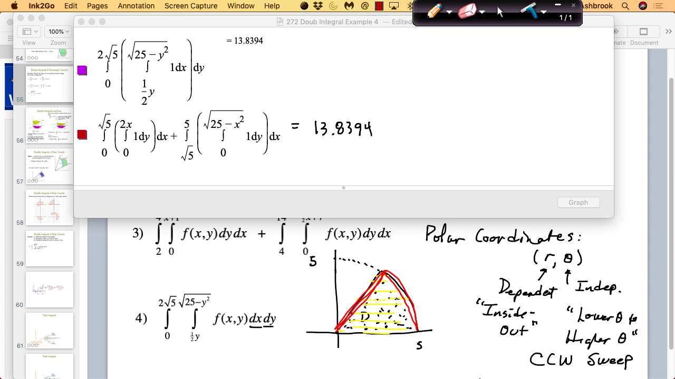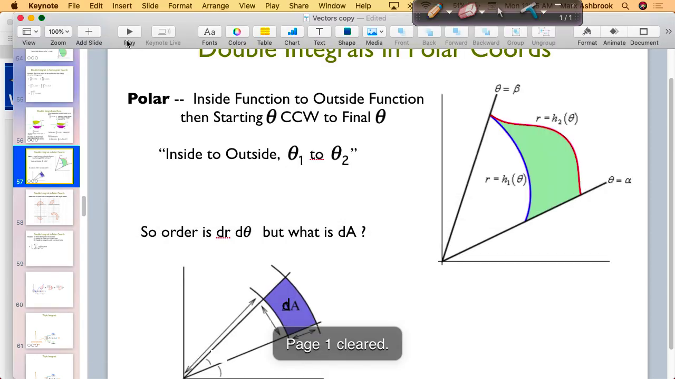Okay, so we'll just hold on to this for a second here, and let's talk theory. That's going to be the general idea of polar coordinates: our double integrals in polar coordinates are going to go from inside to out, or lowest value of r to greatest value of r. So from the origin, increasing away from the origin, and then lower theta to higher theta, which is a counterclockwise sweep, right? Because our angle theta increases counterclockwise from the x-axis. Let's look at this here.